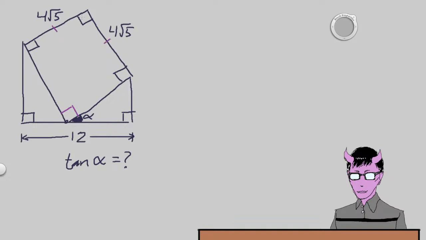And opposite sides of a rectangle are congruent. So if this is 4√5, then this is also 4√5.